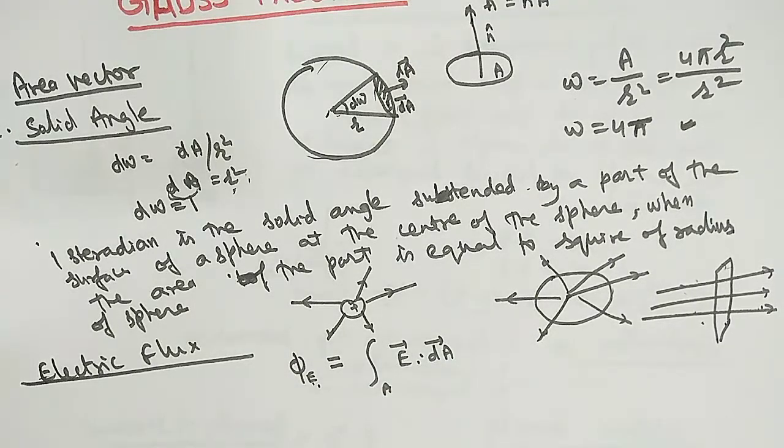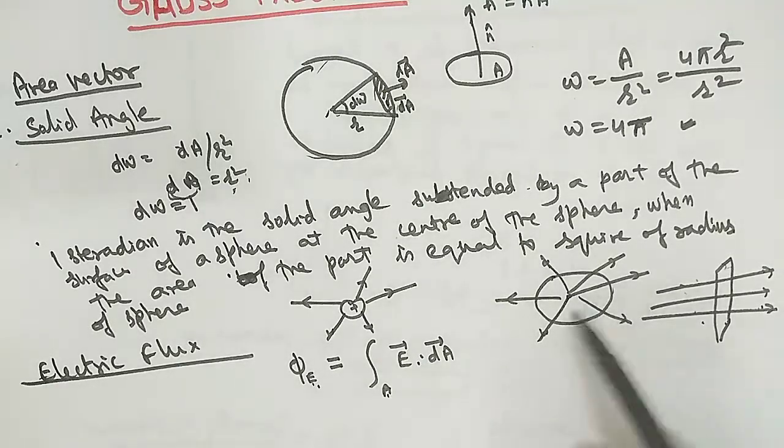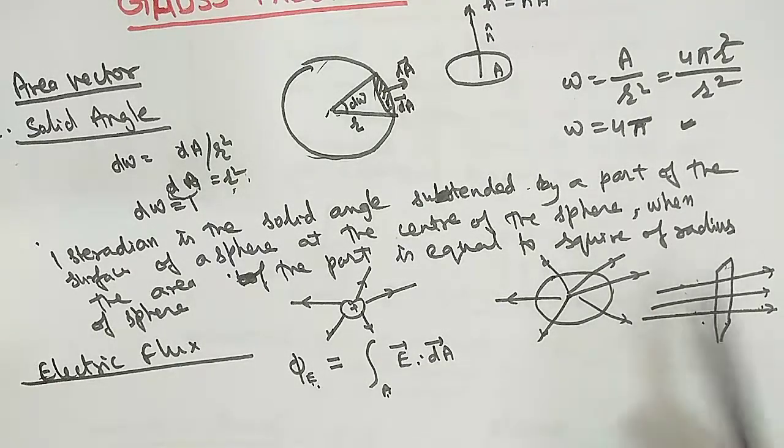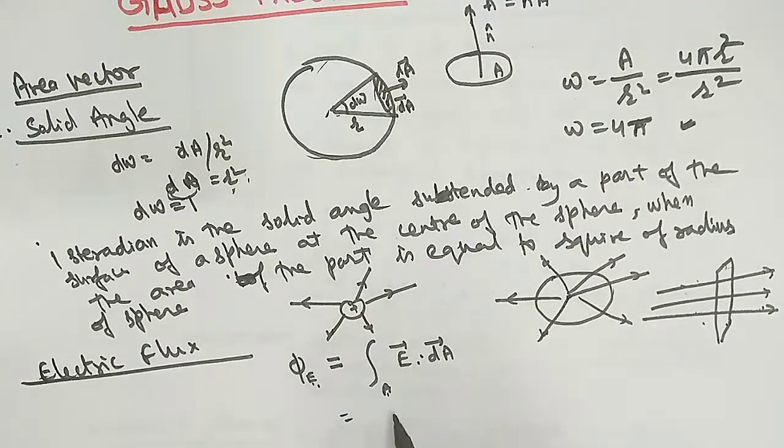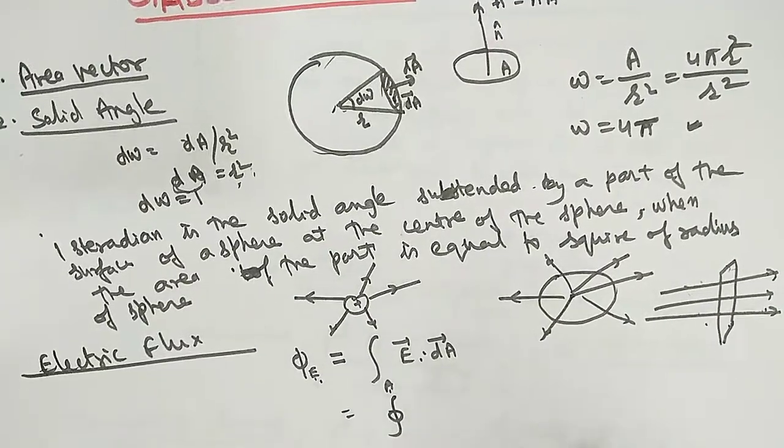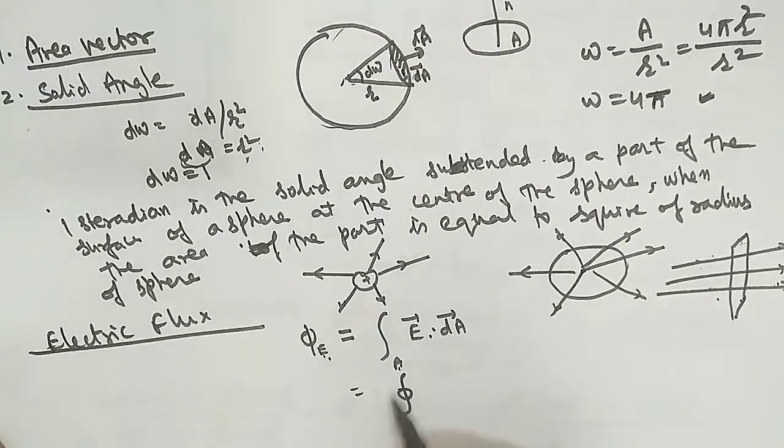So electric flux linked with a surface in an electric field is defined as the surface integral of the normal component of the electric field over that surface. Okay, perpendicularly, how many electric lines are passing. We can write it like this also. The circle means the whole surface; you are taking the surface integral.